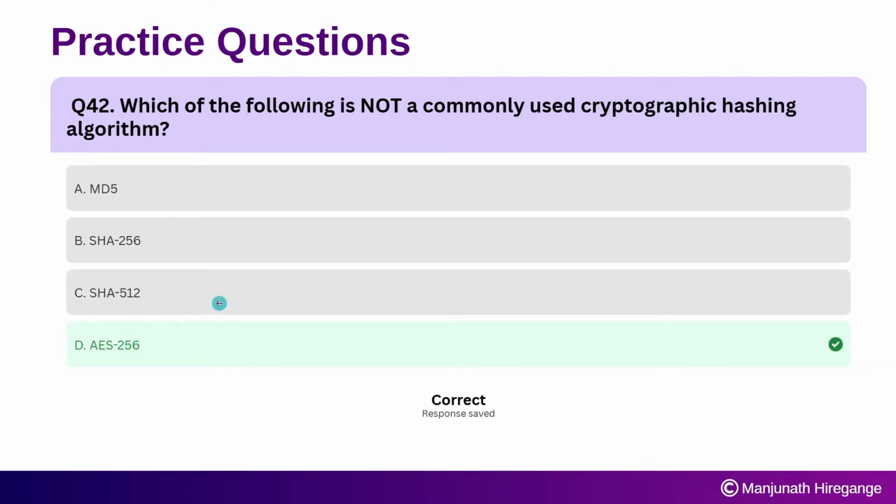Hashing converts the data into a unique fixed length hash value to ensure data integrity, whether data has been tampered with or not. Whereas encryption transforms data into an unreadable format to ensure confidentiality, and it requires a key for decryption. MD5 is message digest, and SHA is secure hash algorithm, 256 bit and 512 bit. If you understand the cryptographic algorithms, then you can easily answer.